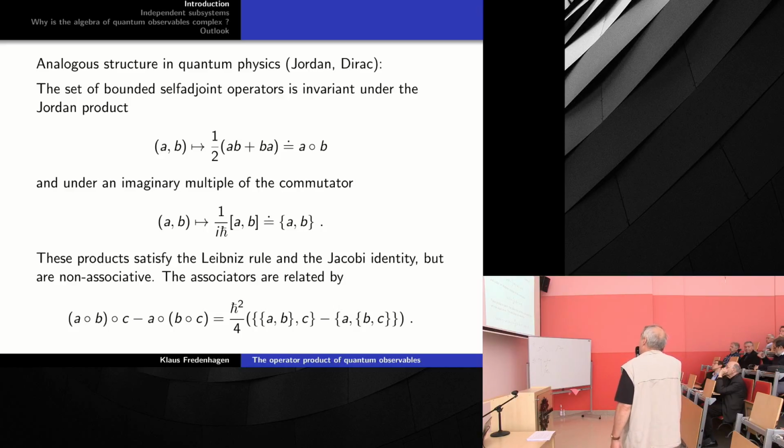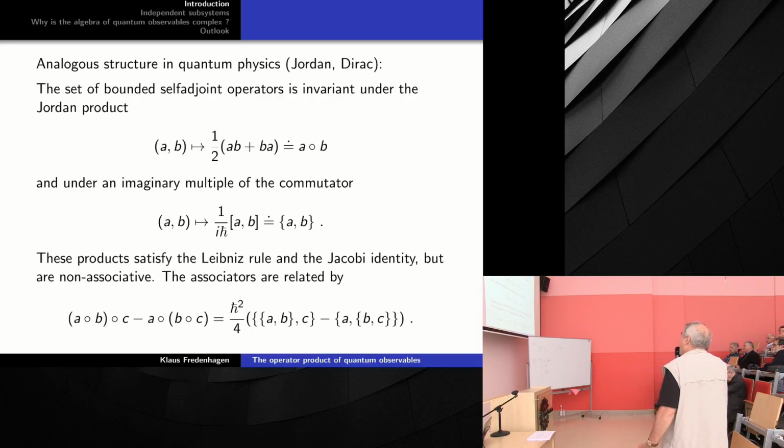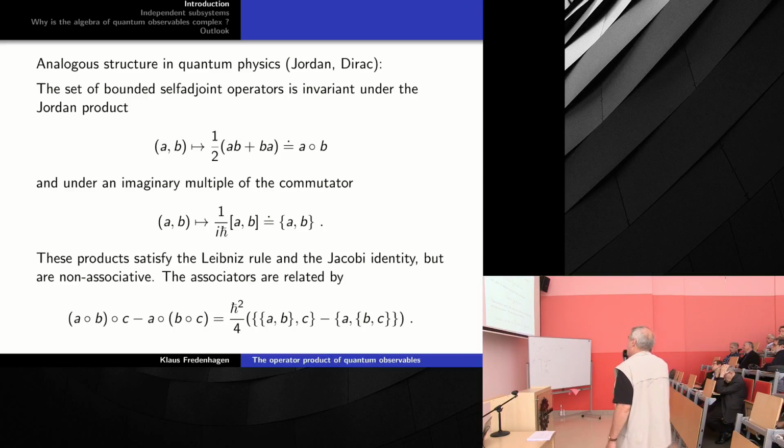Namely, you define not the product of operators, but you take the symmetrized product, the anti-commutator. This is A circle B. This is a so-called Jordan product. Already Jordan, immediately after the invention of quantum mechanics, found that this was an interesting operation on observables.